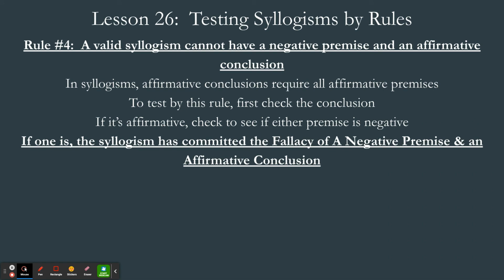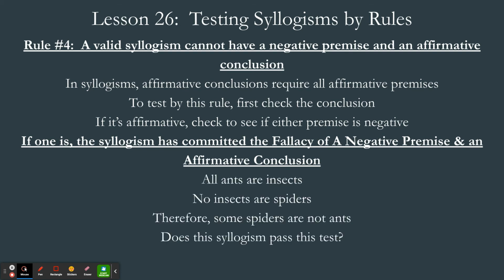So in syllogisms, affirmative conclusions require all affirmative premises. So the way you do this is you check the conclusion. If it's affirmative, check to see if either premise is negative. If one is, it's called the fallacy of a negative premise and an affirmative conclusion.